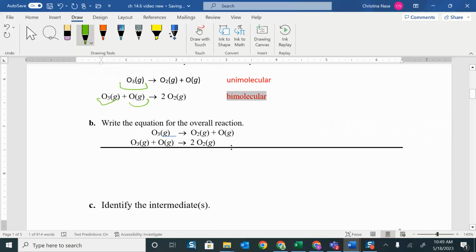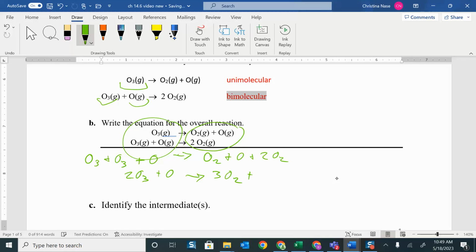Now, can we write the equation for the overall reaction? All we're going to do here is add up all the reactants and then add up all the products. So everything on the left-hand side, I'm going to add all these up. I've got O3 plus O3 plus O, and then on the product side, I have O2 plus O plus 2 O2. If I simplify that a little bit, O3 plus O3 is just 2 O3 plus O, and on the product side, I have O2 and two O2s, that's 3 O2, and another O.